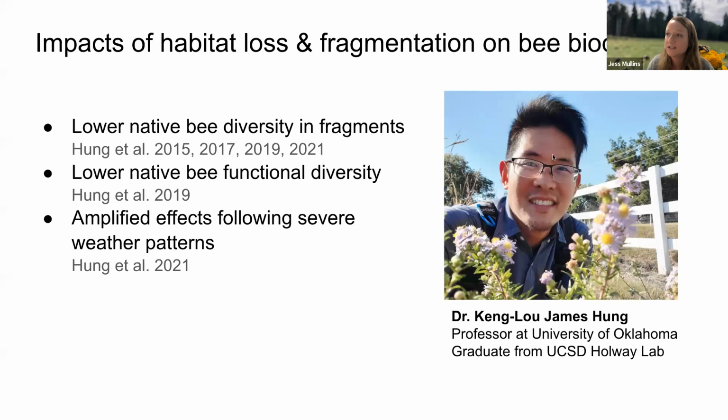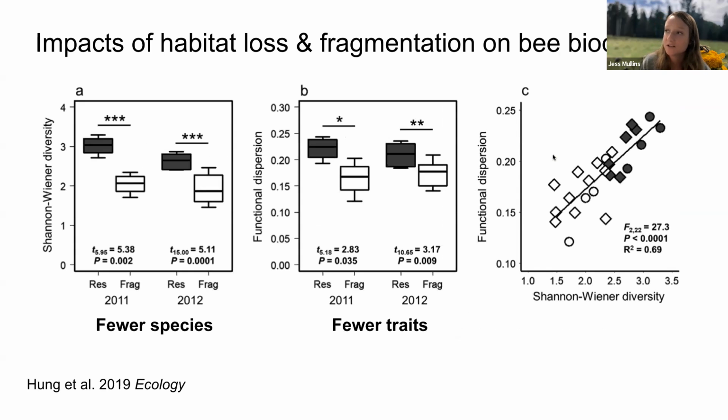And what James found was that there's lower native bee diversity in fragments, so fewer species. He also found lower native bee functional diversity, so fewer of those traits that I talked about earlier: sociality, diet, nesting type, all of those. And he also found that there are amplified effects following severe weather patterns. So in between his sample years, there was a severe drought, and instead of being upset that he couldn't catch any bees in those following years, he made lemonade out of those lemons and looked at how drought can impact native bees in conglomeration with the habitat loss and fragmentation.